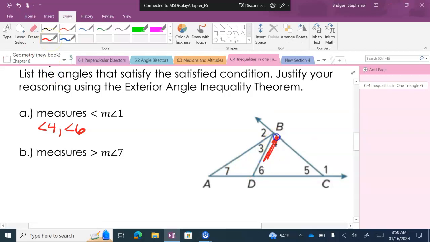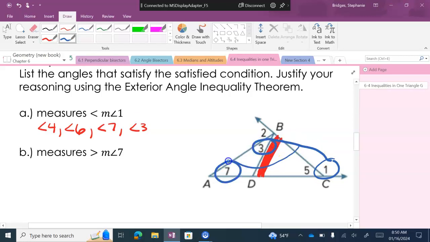Now, let's forget about these. What other angles would have to be smaller than 1? I'm not sure. 5 looks like it is, but I don't know enough information. It's right next to it, so I can't guarantee that. What else? Yep, angle 7 and angle 3, because those are away from my exterior angle on the outside.